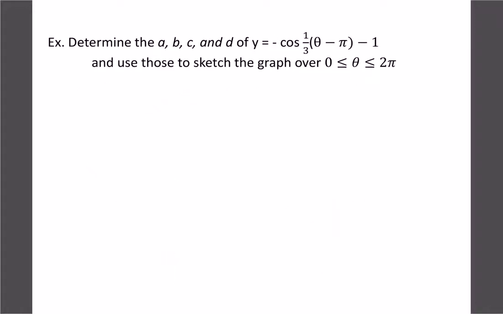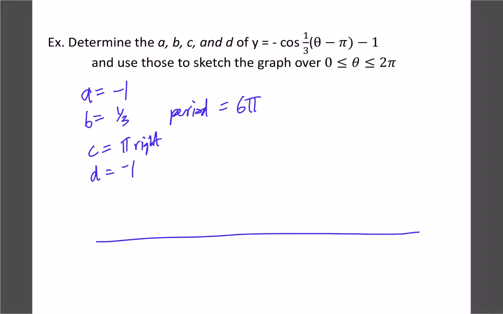Let's try another one. This one's a cosine graph. So our A is negative 1. Our B is 1/3. That means our period would be 2 pi divided by 1/3, which would be 6 pi. Our C is pi to the right. And our D is negative 1. So once again, let's sketch our midline in there at negative 1.